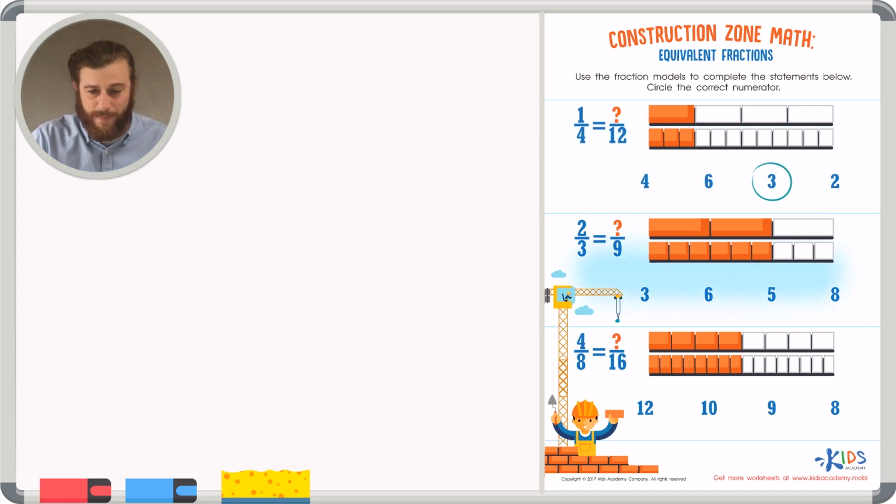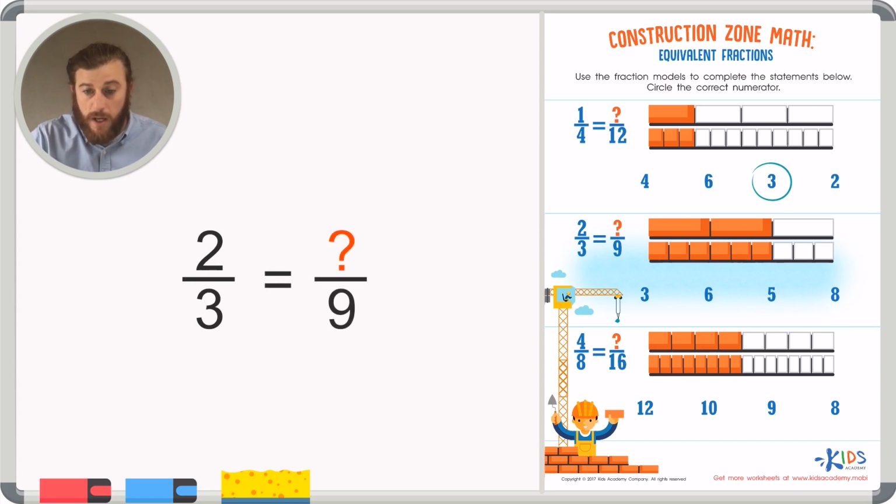Let's take a look at our next example. In this problem, we have 2/3 is equivalent to blank ninths. Again, in our first fraction, 3 is the denominator because there are 3 pieces in total. 2 is the numerator because there are 2 pieces that are shaded in. Let's look at our second fraction and count the shaded in pieces to see what the correct numerator is to make an equivalent fraction with ninths. There is 1, 2, 3, 4, 5, 6 pieces shaded in, which means 6 is the correct numerator.